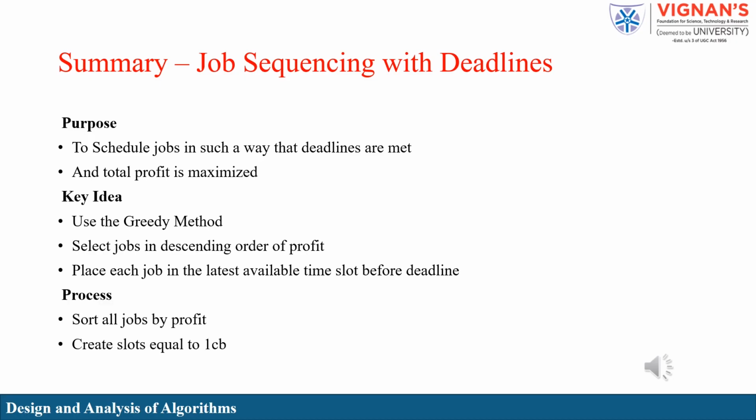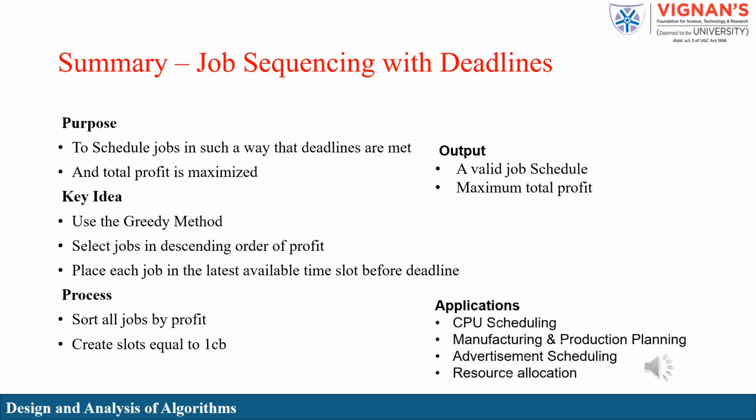Sort all jobs by profit. Create time slots equal to the maximum deadline. Schedule each job in the best possible slot. The output is a valid schedule that gives maximum total profit. This method is widely used in CPU scheduling, production planning, advertisement scheduling, and resource allocation.